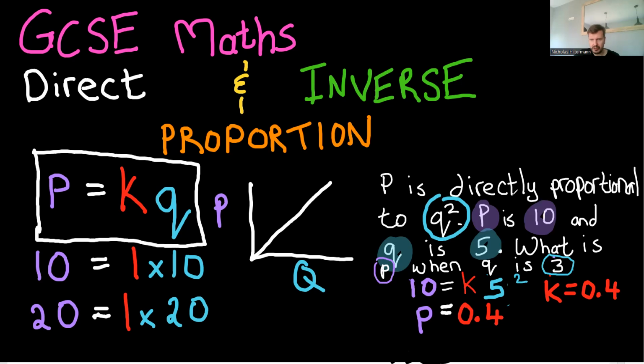So what did we say? They said Q is 3 this time. So it's 3 squared, isn't it? Now I would just stick in my calculator 0.4 times 9. So we get 3.6. P equals 3.6. Okay, so that's direct proportion. Same side, both on the top.